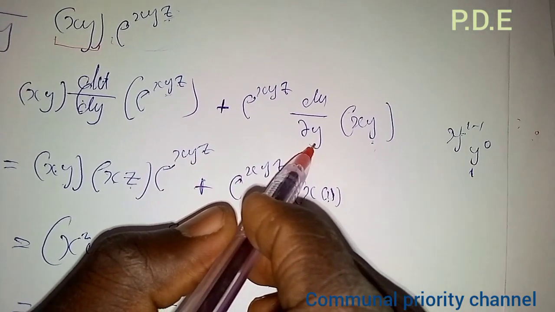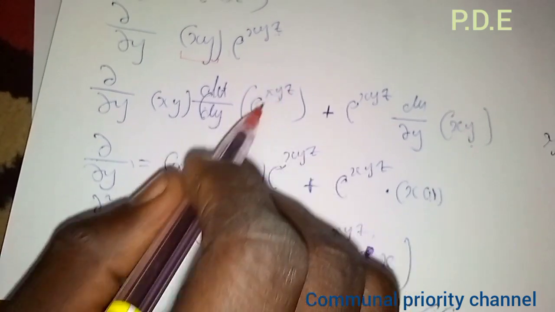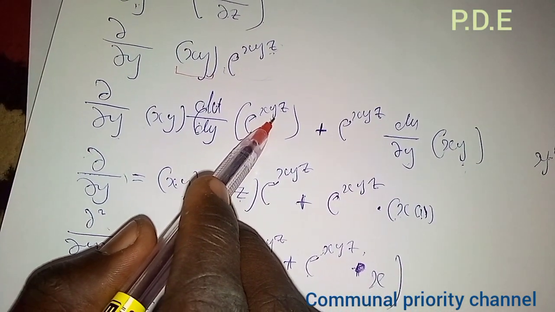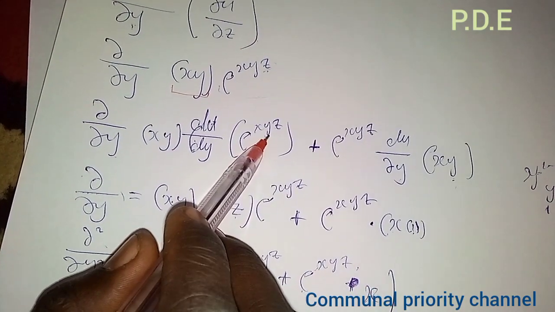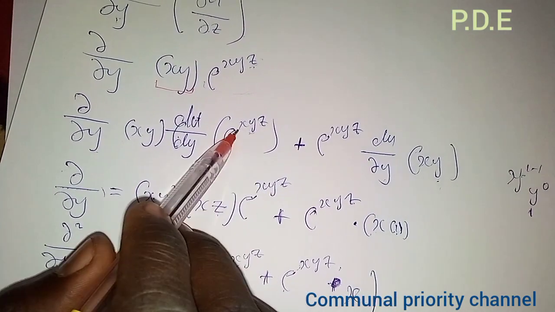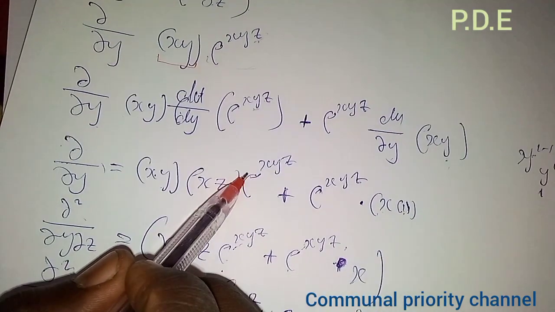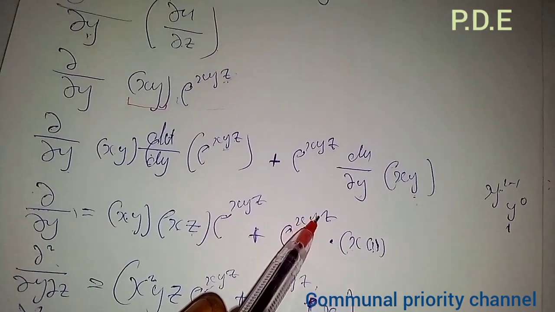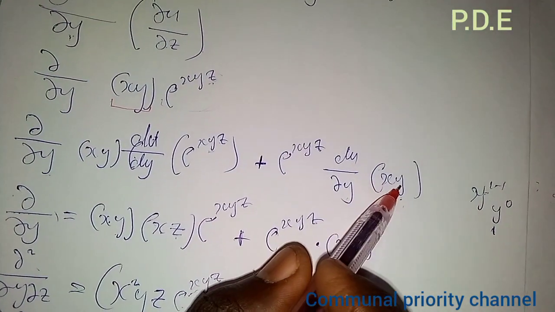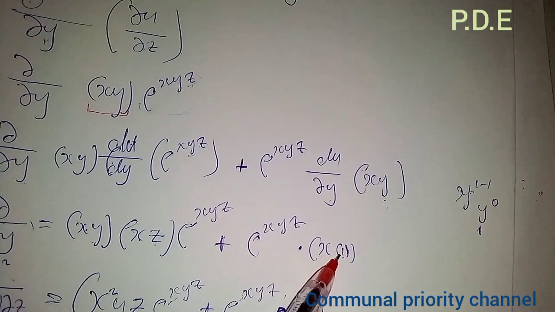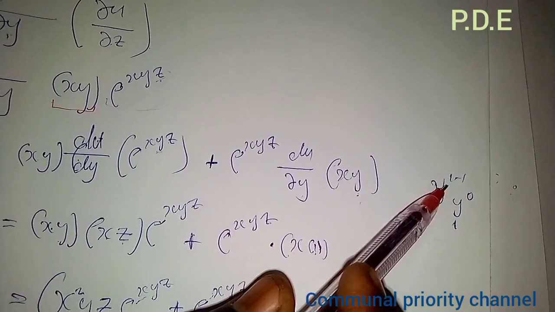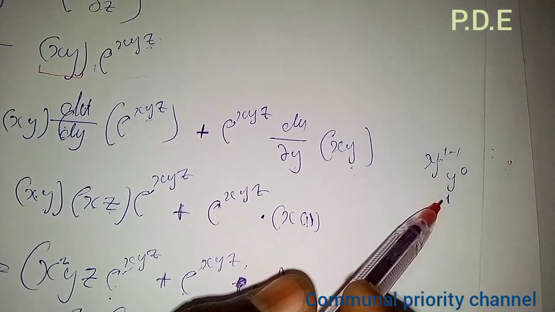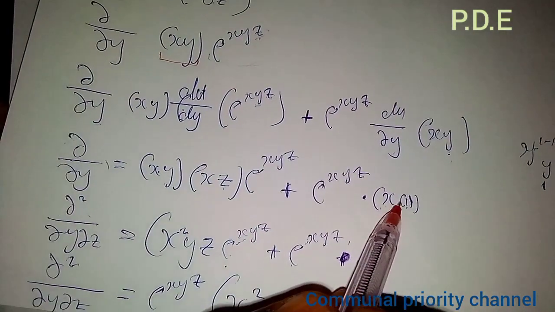In respect to y. The differentiation of this in respect to y, you are getting xz. Because if we are differentiating in respect to y, the y is going to be 1, right? Since y is 1, this is going to be 1 multiplied by xz. Therefore, you have your xz multiplied by the exponential value xyz. Then plus, you have your xyz multiplied by the differentiation of xy in respect to y, which is going to be x multiplied by 1. Because this y is going to be 1 as we proved here. Y to the power of 1 minus 1, which is y to the power of 0, and anything to the power of 0 is 1. So therefore, this x is multiplied by 1.